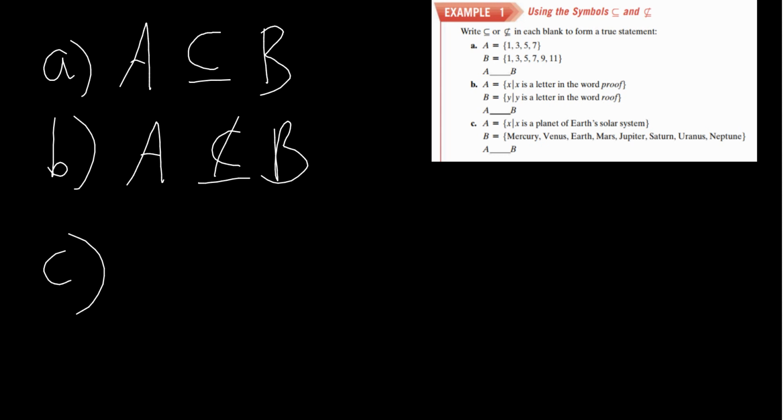Okay. And we're going to problem C. Set A is X, such that X is a planet of Earth's solar system. And B is, well, it's all the planets: Mercury, Venus, Earth, Mars, Jupiter, Saturn, Uranus, and Neptune. Okay. So these are the same sets, right? But as mentioned on the previous page, a set is a subset of itself. So we can say that yes, A is indeed a subset of set B.